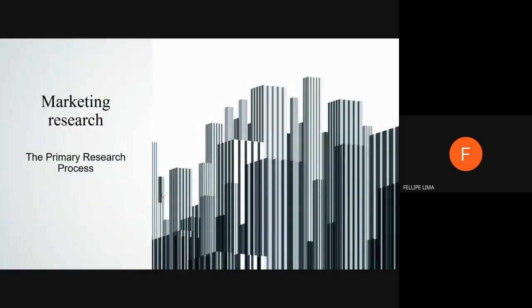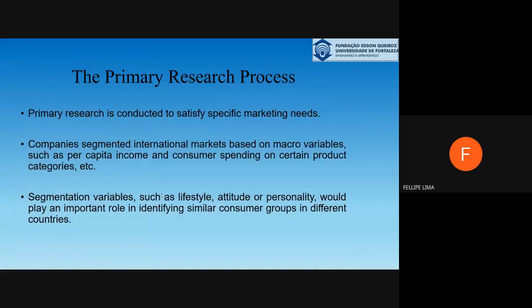Now, to finish, let's talk about market research. The primary research process. You have to satisfy the market's needs. You have to think about the segmentation of the market, the macro variables, the per capita income, the consumer spending. That's all about the market segmentation that I already talked about with you. Those are important points when you are doing your research.